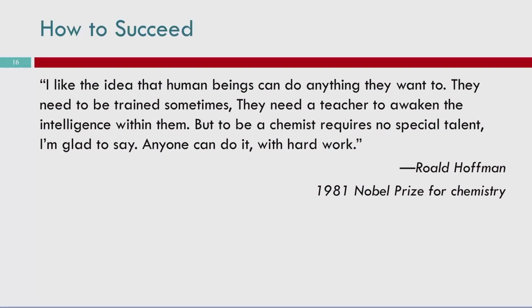And our last slide of the chapter, how to succeed. We've got this quote from Roald Hoffmann, he's the 1981 Nobel Prize winner for chemistry. He said this: "I like the idea that human beings can do anything they want to. They need to be trained sometimes. They need a teacher to awaken the intelligence within them. But to be a chemist requires no special talent. I'm glad to say it. Anyone can do it with hard work."